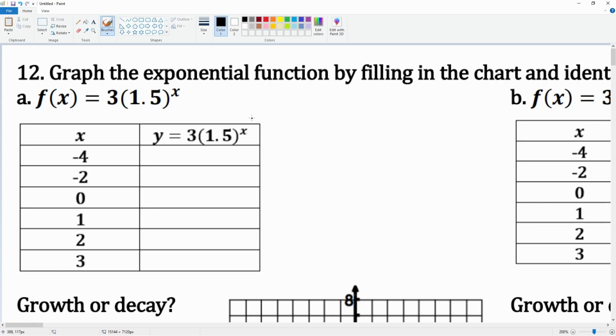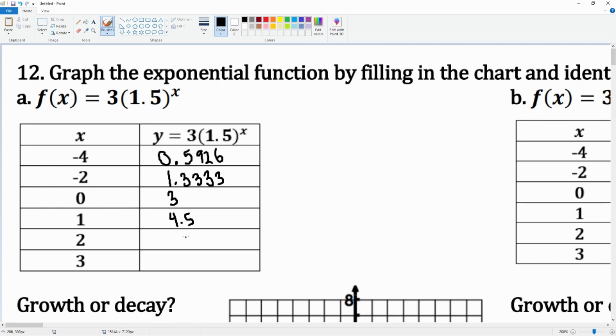1.5 to the x, right? Once you plug in the different values, so if you plug in -4 for the x, you should get the value of 0.5926. If you plug in a -2, it gets you 1.3333. If you plug in a 0, it gets you a 3. If you plug in a 1, it gets you 4.5.